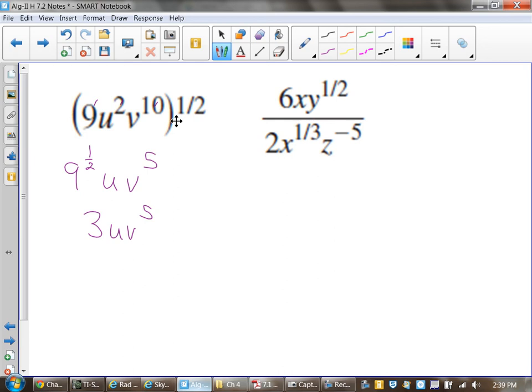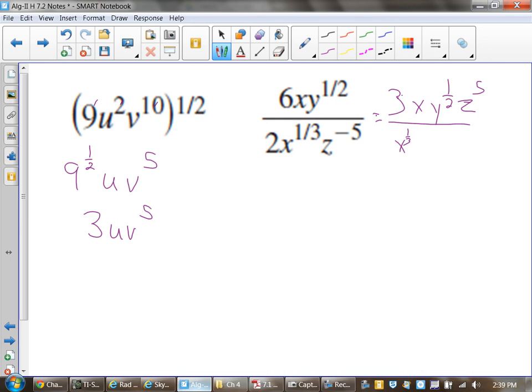So, what's 6 over 2? 3. In the numerator, I have x, y to the 1/3, or y to the 1/2. Both of those guys are happy. They don't have negative exponents, so I'm just going to rewrite them. In my denominator, I have x to the 1/3. He's happy because he's positive. Z is not happy, so where do I put him? Up. And the z goes up. Correct.